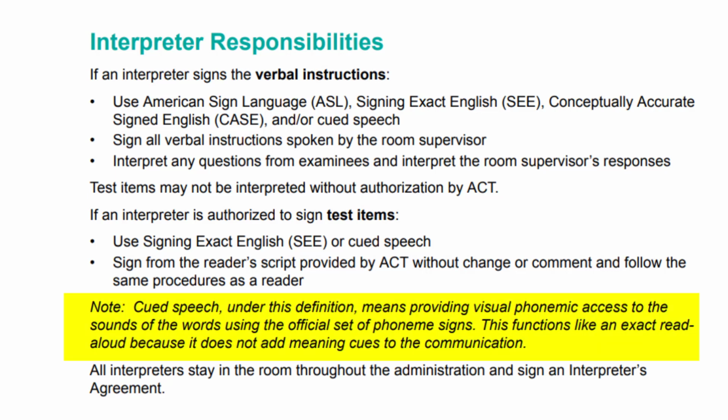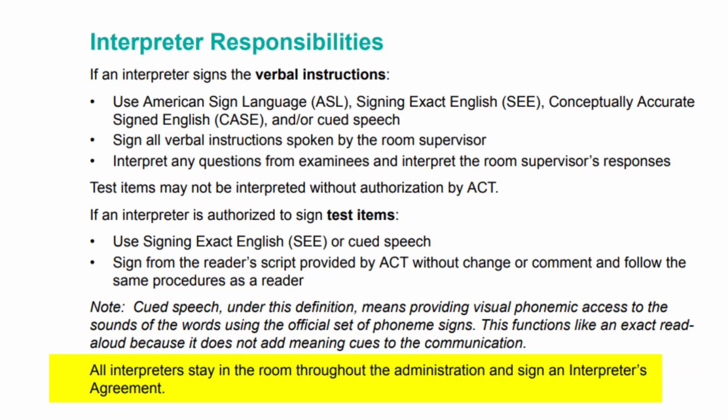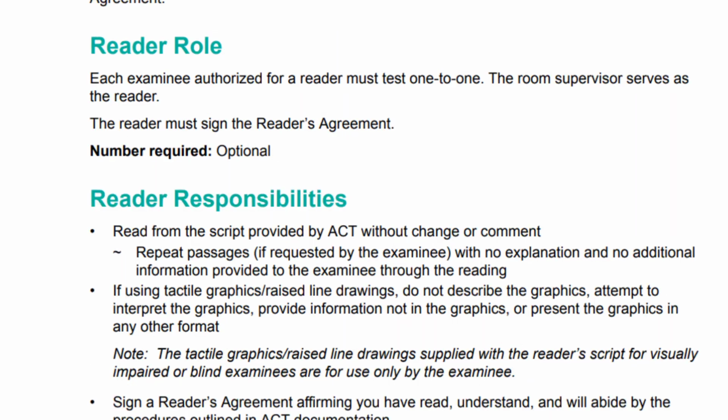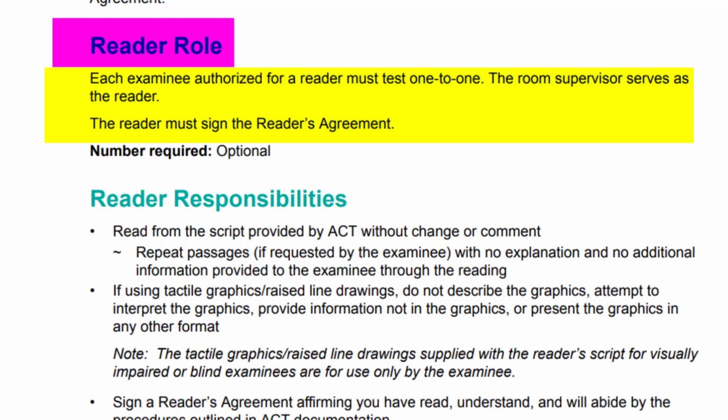Note, cued speech under this definition means providing visual, phonemic access to sounds of words using the official set of phoneme signs. This functions like an exact read aloud because it does not add meaning cues to the communication. All interpreters stay in the room throughout the administration and sign an interpreter's agreement. Reader role. Each examinee authorized for a reader must test one-to-one. The room supervisor serves as the reader. The reader must sign the reader's agreement.